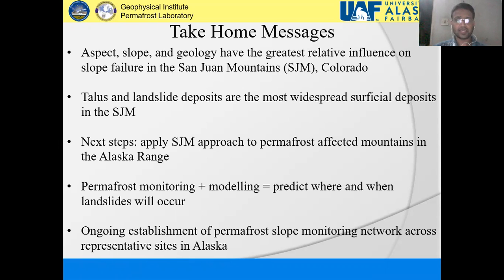The next phase in my work is to implement this approach used in the San Juan Mountains to the mountain permafrost in the Alaska Range. A combination of permafrost monitoring and modeling will constrain the timing and location of future landslides. We are currently working towards establishing a permafrost slope monitoring network across Alaska.